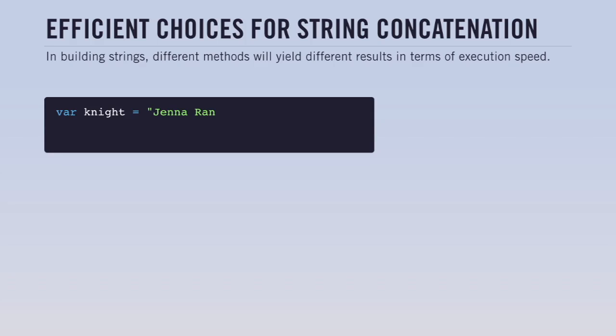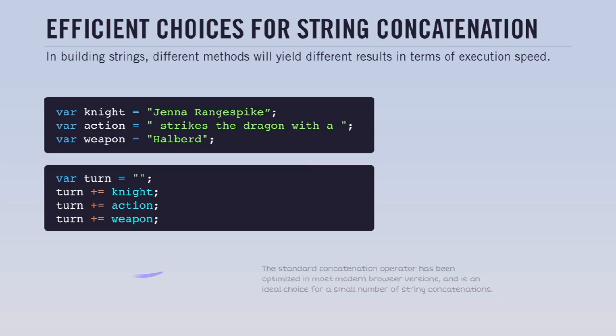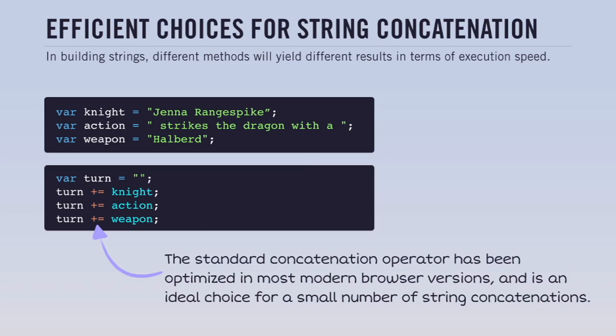Here we've got three new variables, knight, action, and weapon, each with a string inside it. Next we'll have a variable called turn, and what we're going to do is concatenate all three of those variables together to create GenerateSpike's turn. Now here the standard concatenation operator has been optimized in most browser versions. That's an ideal choice if you are using a small number of string concatenations. But one more time, the concatenation operator will probably be your best bet if you have just a small amount of strings to concatenate.